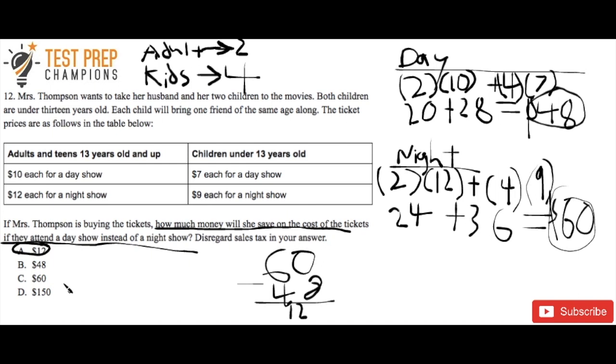And also, if you had tried to add them up for some reason, if you would have tried to do 60 plus 48, that was wrong as well. You needed to get the difference between 60 and 48. You do that, you subtract 60 minus 48. That's going to tell you how much she saved by going to a day show versus a night show. All right, so definitely make sure you understand this question, because these types of word problems are very common on the test. All right, so let's move on now to lucky number 13.